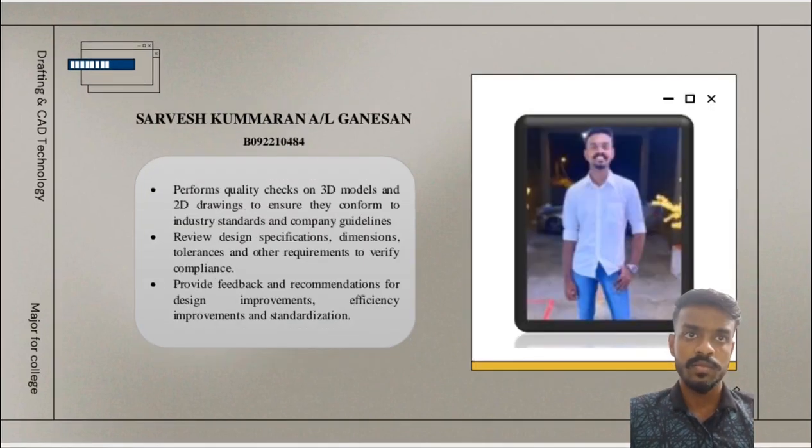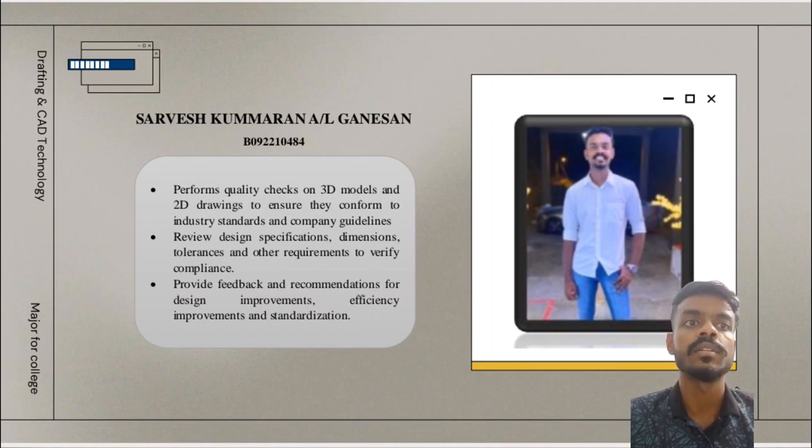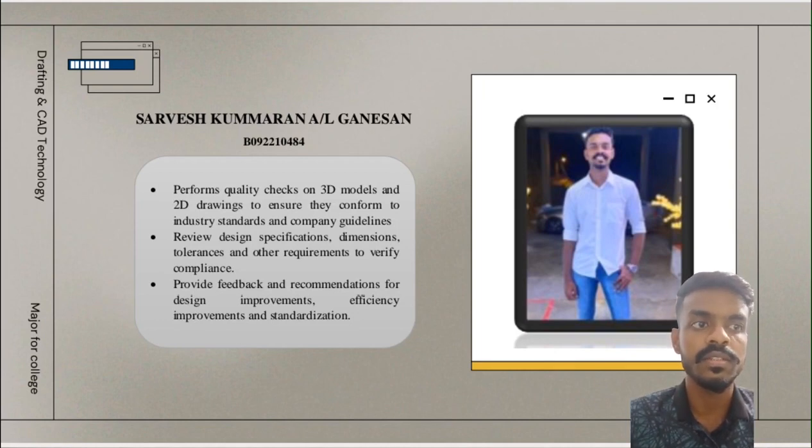The last one is me, Sarvesh Kumaran Anaki Ganesan. My matrix number is B0922100484. Performs quality checks on 3D models and 2D drawings to ensure they conform to industry standards and company guidelines. Review design specifications, dimensions, tolerances, and other requirements to verify compliance. Provide feedback and recommendations for design improvements, efficiency improvements, and standardization.